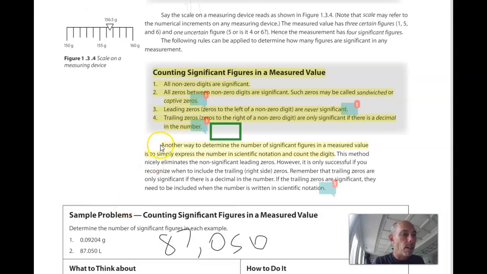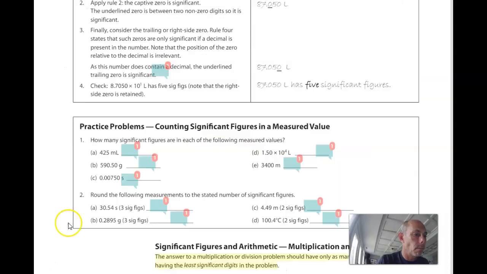And then before we flip the page, I just want to take a peek at this sentence here. What this is talking about is another way to deal with significant figures: to always express numbers in scientific notation, because in scientific notation, there will never be leading zeros. There will always be a decimal somewhere, meaning zeros are always significant. So it's just a lot easier with the numbers in scientific notation to determine the number of significant figures.